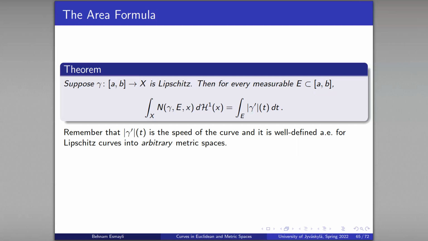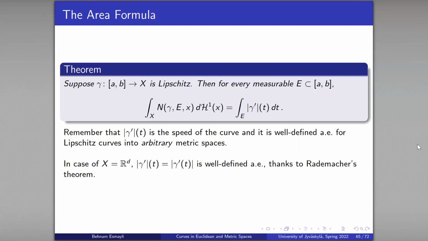As I promised, if you don't know what metric derivative was, or you weren't interested in maps into arbitrary metric spaces from the beginning, for the case of X being just the Euclidean space, this speed is the usual derivative of gamma, and then take the absolute value, here rather the norm, because you're in Rk.